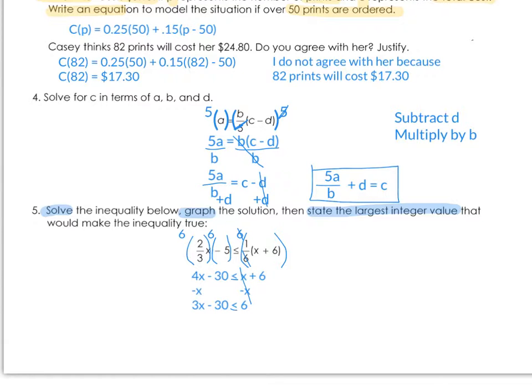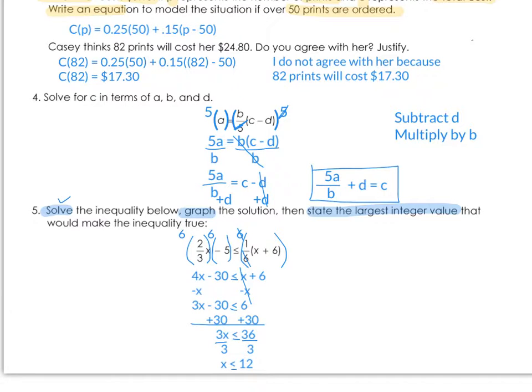Then I'm going to add 30 to both sides. And then I end up with 3x is less than or equal to 36, and I'm going to divide both sides by 3 to finally get my answer of x is less than or equal to 12. Okay, no dividing by a negative or anything, so I don't have to flip the inequality. So I'm all done with that part. But that's only the first part. That was only the solving.